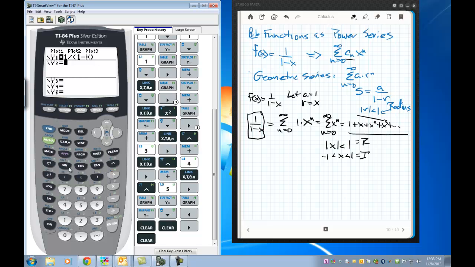So watch. I'm going to graph this thing. Let's have a quick look-see. I already tweaked my window, made it from -1 to 1 because that's my interval of convergence. I'm going to graph it. So here's the function. It is right there.